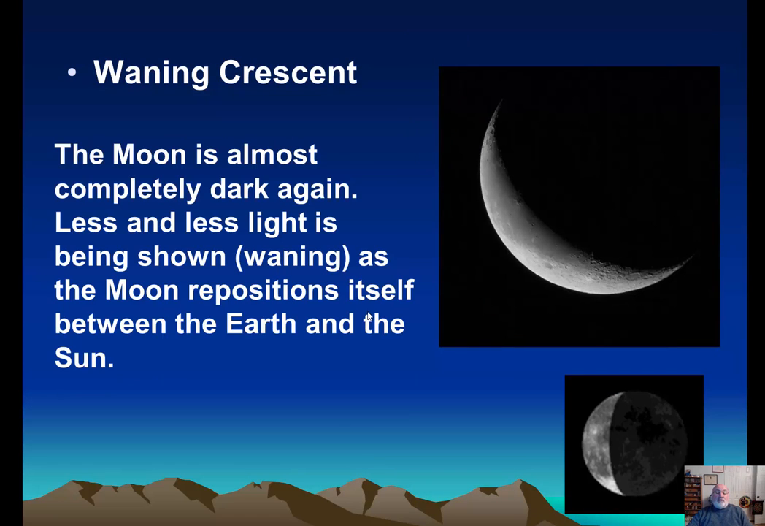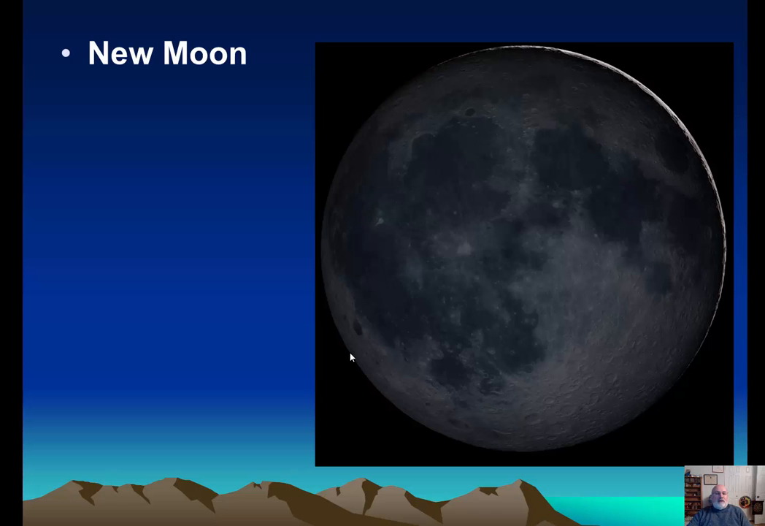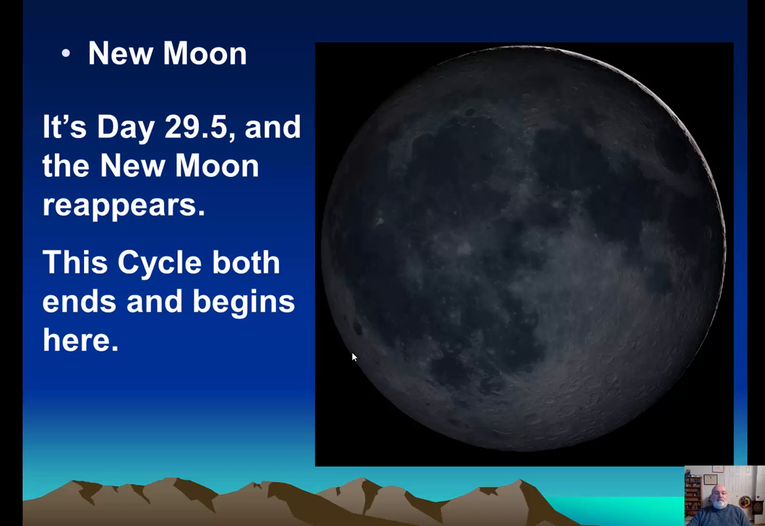Waning crescent, moon's almost completely dark again. Beautiful resolution really close to the limb, and it's actually headed toward almost being in between the sun and the Earth again for the new moon. This happens days 23 through 28. Remember, 29 and a half days, getting really close. Then we have the new moon. Again, this is 29 and a half for the new moon.